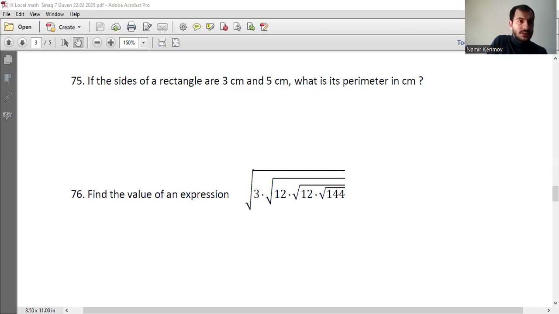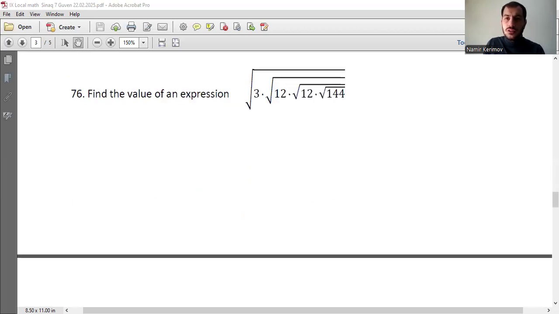In 76, root of 144 equals to 12. Again, 12 times 12 is 144. And if we take it out of the square root, that will be 12 again. So we get that it's root of 3 times 12, which is root of 36. And it's 6. So the answer is 6.